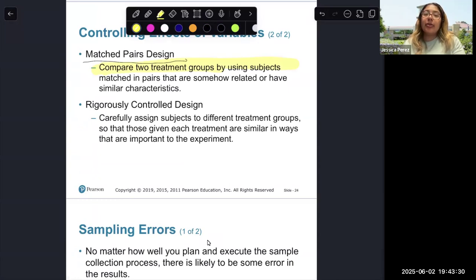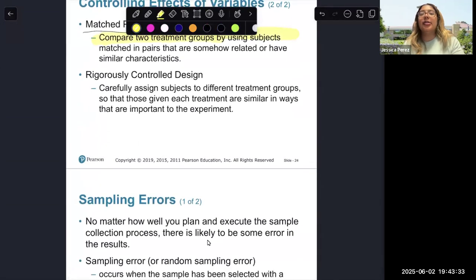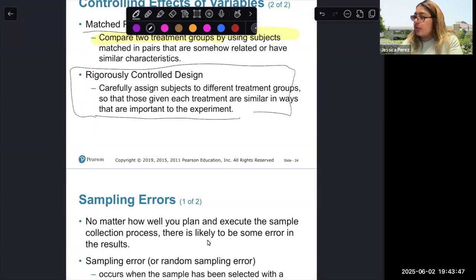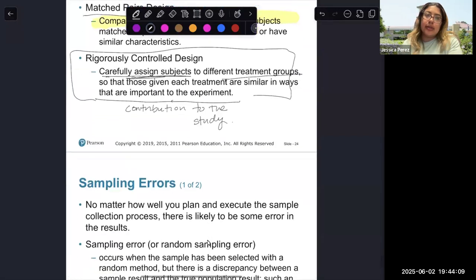Now, there's also the rigorously controlled design, where you carefully assign subjects to different treatment groups so that those given the treatment are similar in ways that are important to the experiment. This has the most contribution. The rigorously controlled design is where you are carefully assigning subjects to different treatment groups so they're similar in ways that are important to the experiment. So this one will have more contribution to the study because you're carefully assigning the subjects.